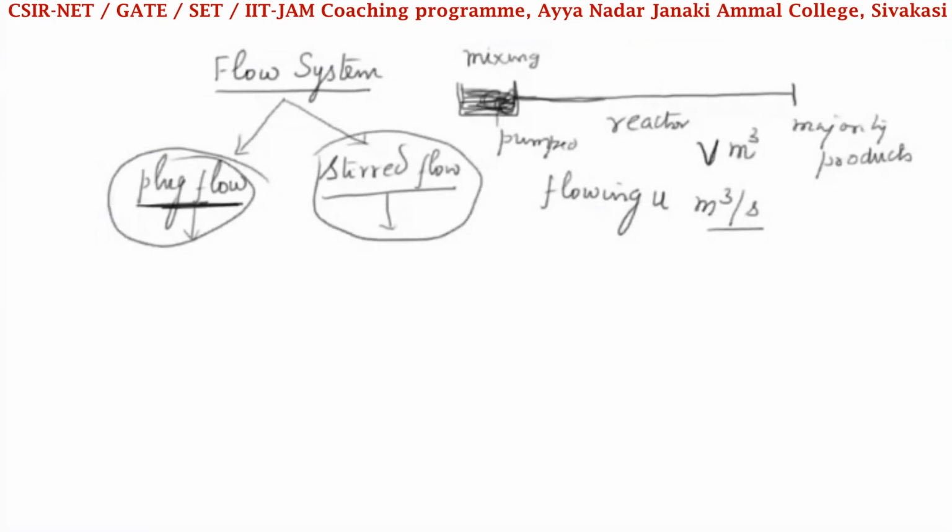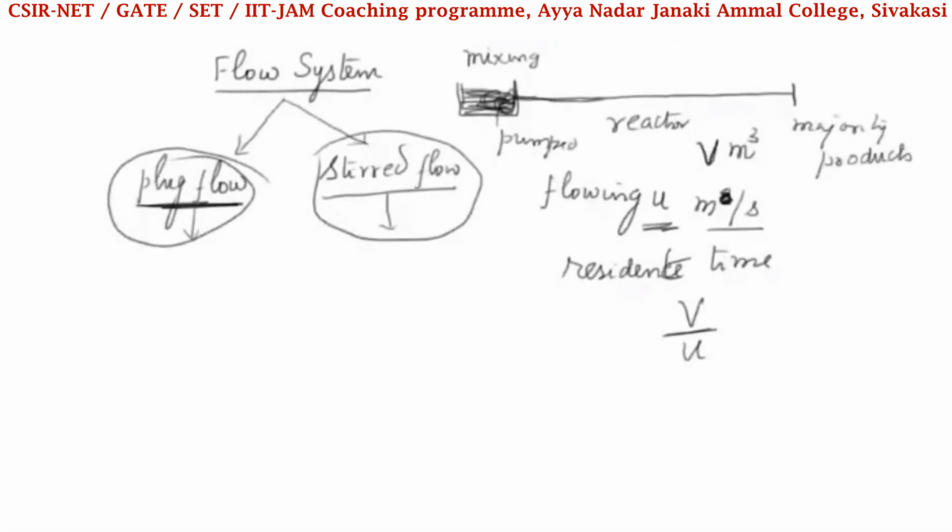If the reactants are moving inside the reactor at this rate, what is called the residence time in the reactor? What do you mean by residence time? How long the mixture will be present within the reactor. That is given by V by U. That is the volume divided by the flow rate. The flow rate is given in meter cube per second, the volume in meter cube. From this you can easily calculate the residence time.